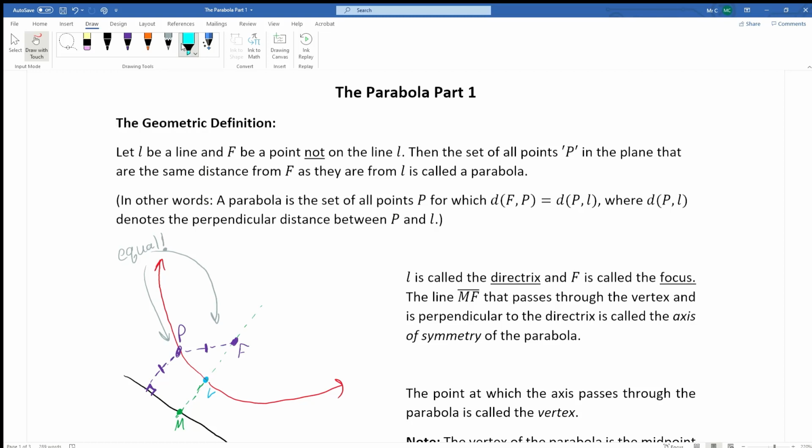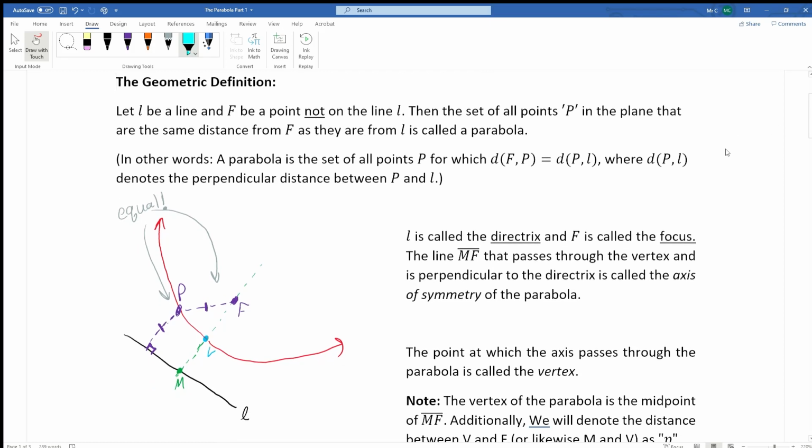Hello everybody, and welcome to part 1 of our video series on the parabola. So we're going to start by taking a look at the geometric definition of the parabola. And through this definition we'll be able to understand how we get the equation of the parabola, as well as have a better understanding of how to properly graph and interpret the graphs of the parabola.